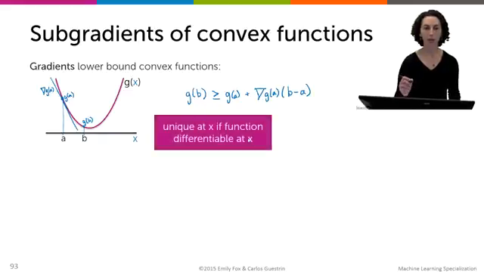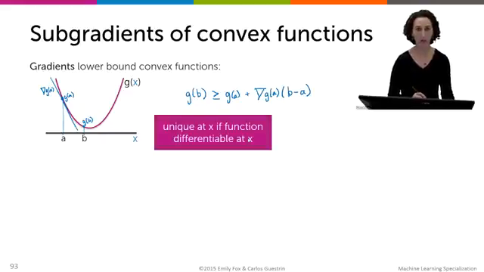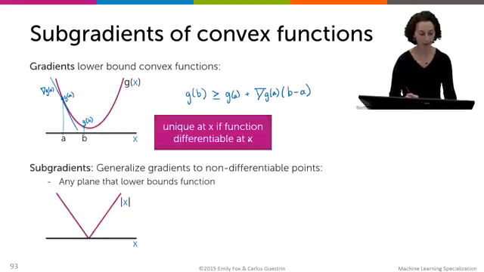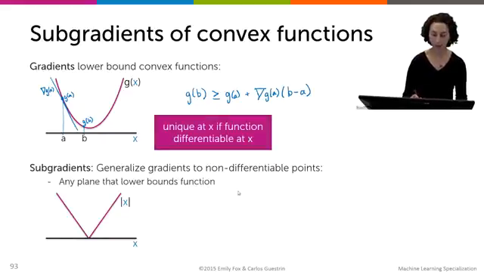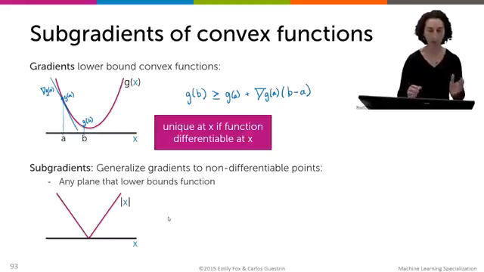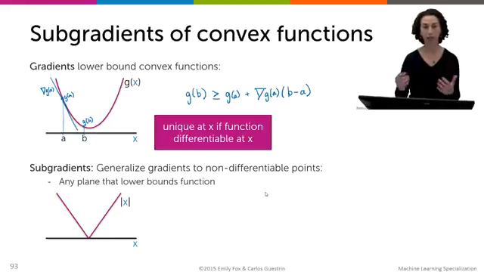And importantly, gradients are unique at x if the function is differentiable at x. Well, subgradients generalize this idea of gradients to non-differentiable points, and a subgradient is going to be any plane that lower bounds this function. Sorry, I said gradient, but I mean a subgradient. So a subgradient is really a set. It's a set of all the planes that lower bound a function.